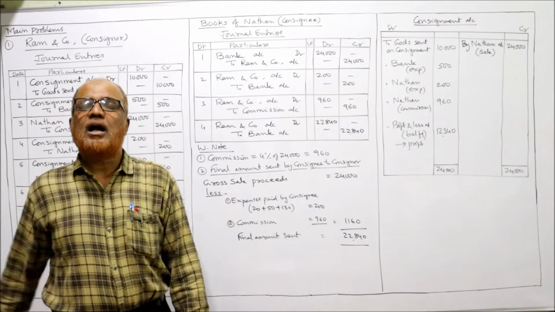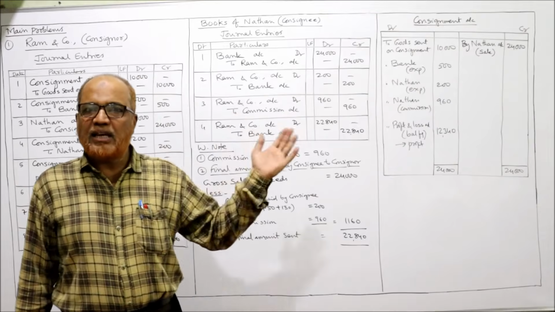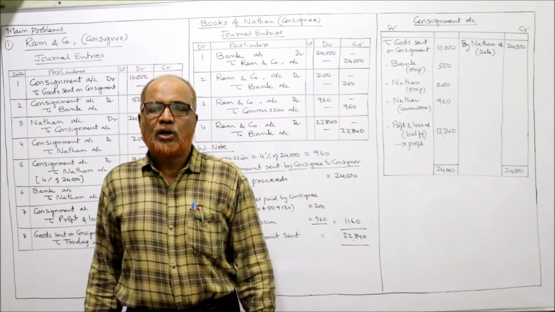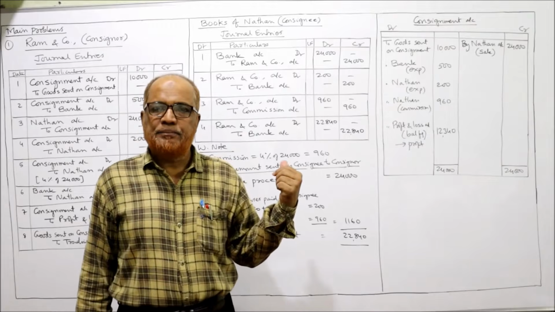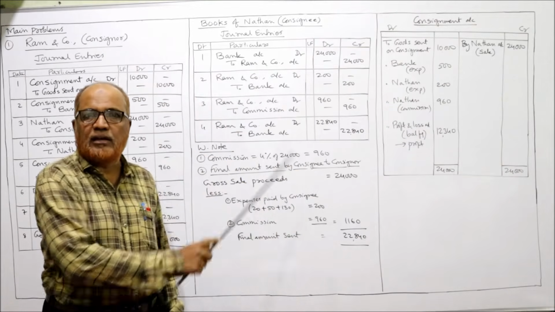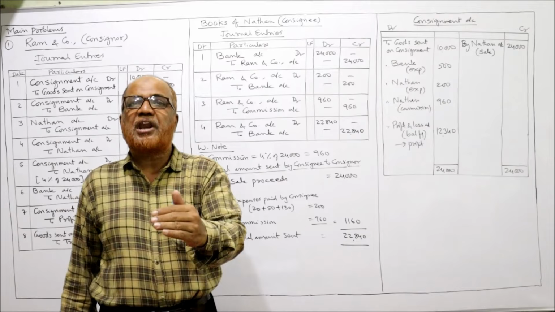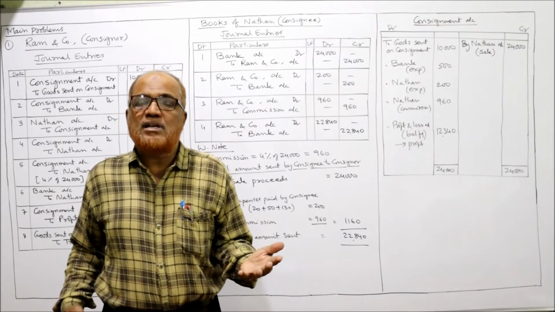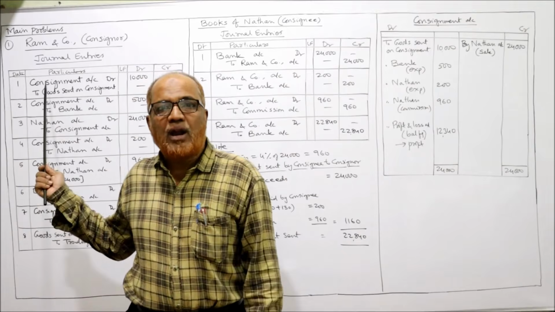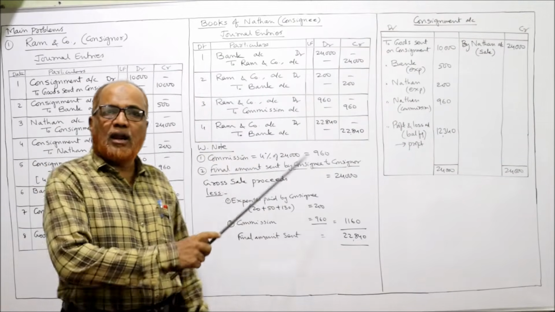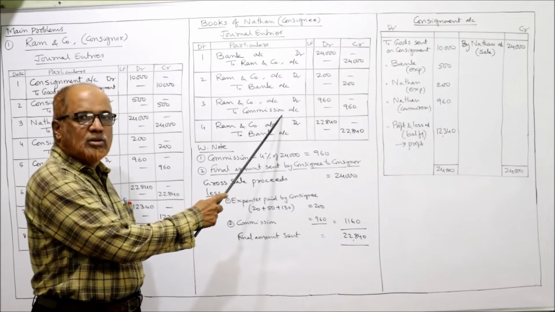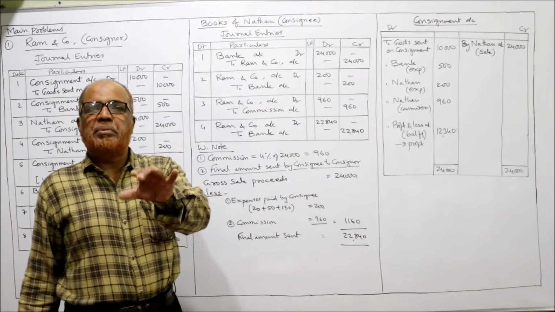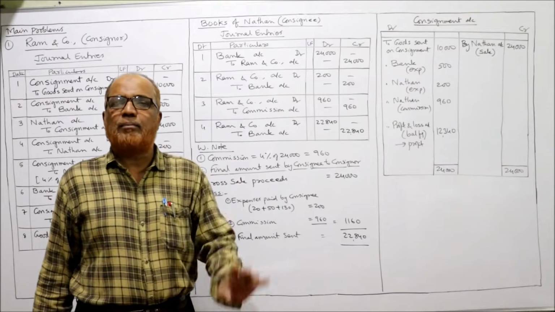Now the third entry will be commission. Nathan has to get 960 rupees commission from Ram. Commission is a gain to Nathan, so the commission account should be credited. From whom has this commission to be received? From Ram. So the entry will be Ram and Company account debtor to commission account 960, being the commission receivable from Ram.